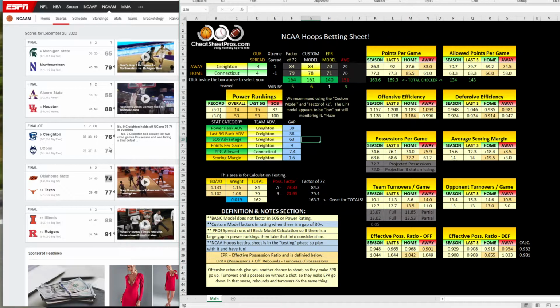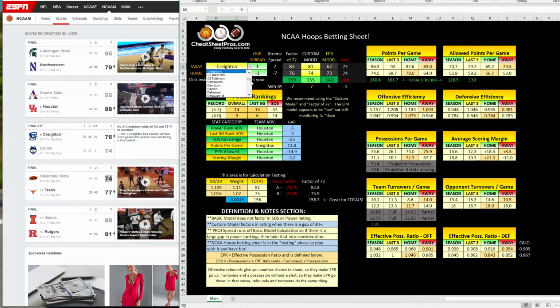Now, it did win, but it was because it went into overtime. So I'd say we got lucky on that play. If it would have finished the other way, it would have been a slight loss or close to a loss, depending on how things played out. Now, let's look at this Houston-Alcorn State game.